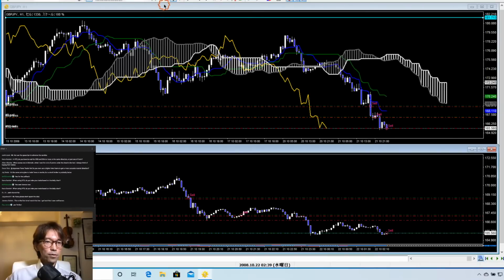In KTS, do you have to wait for Senkou Span B and A to move in the same direction, or just one of them? Just one of them is okay. Yeah, so in this example, as long as Kumo is sloping down, right?